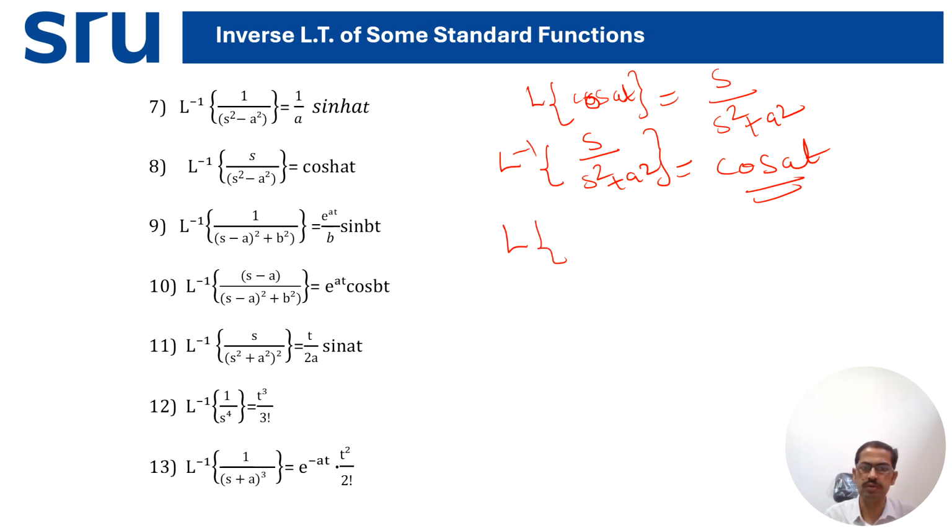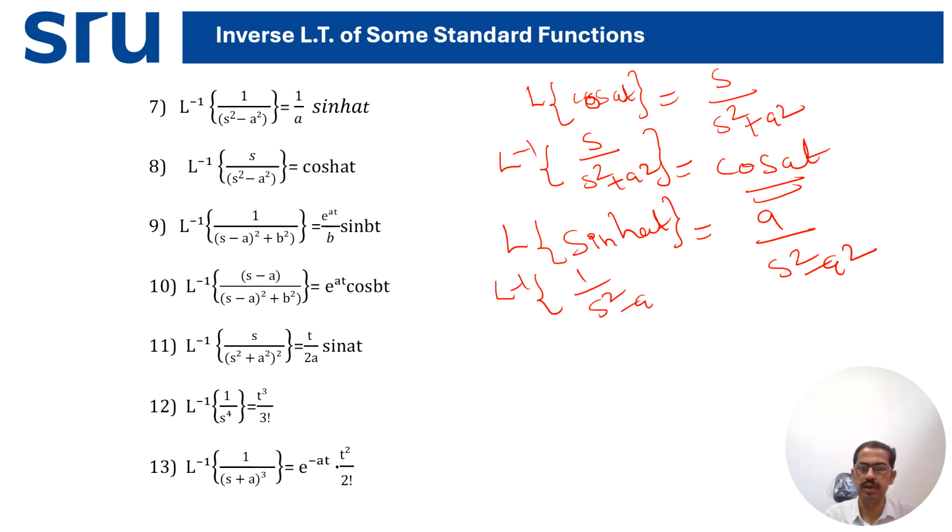What is the Laplace transform of sinh at? It is a by s square minus a square. Next, the inverse Laplace transform of 1 by s square minus a square is 1 by a into sinh at, just a constant on the right hand side. Similarly, s by s square minus a square inverse Laplace is cosh at.